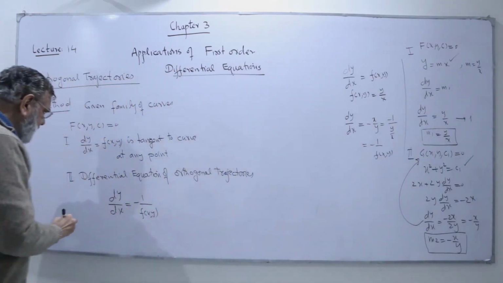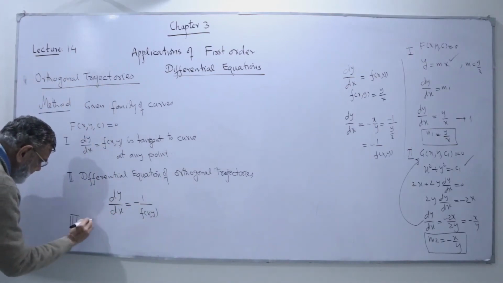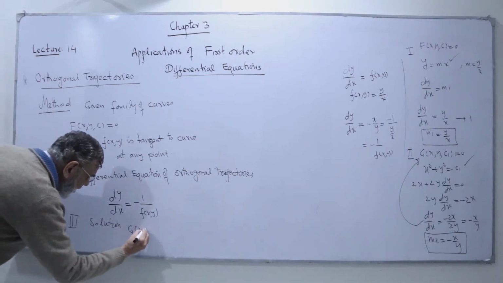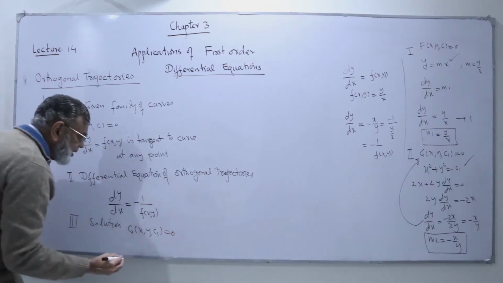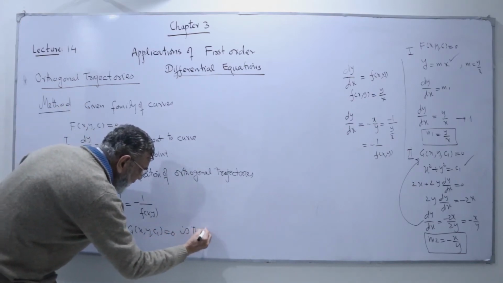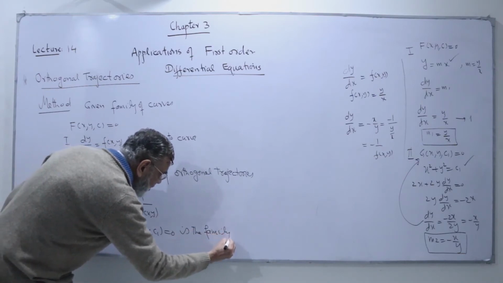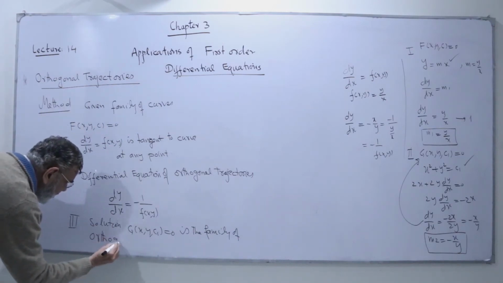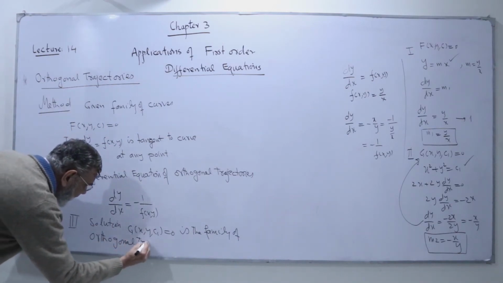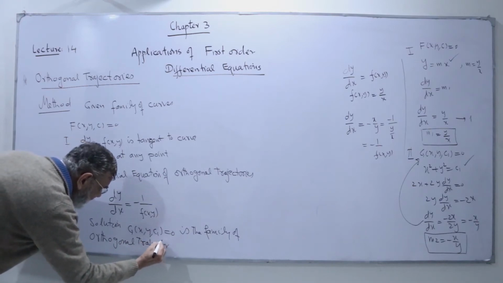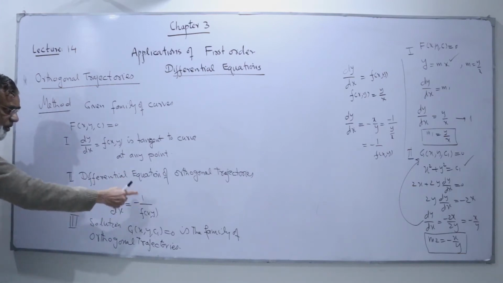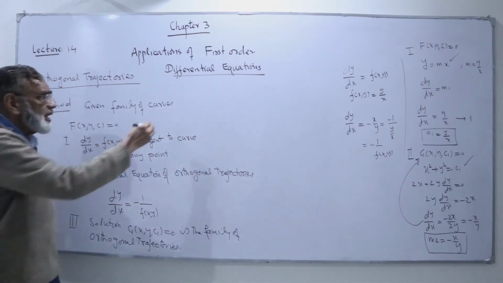And then number 3, we solve this, and the solution of the differential equation is g(x, y, c1) = 0, the family of orthogonal trajectories. So it's very easy. We just have to find the differential equation and then solve it. We find the tangent to the curve, then we write the differential equation using minus 1 upon f(x, y), and we apply it and get the solution.